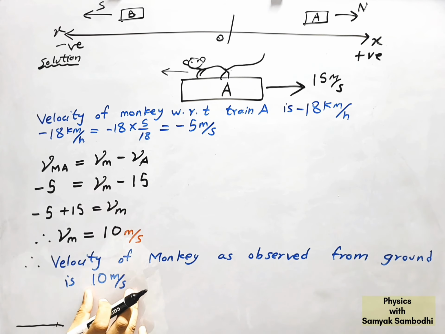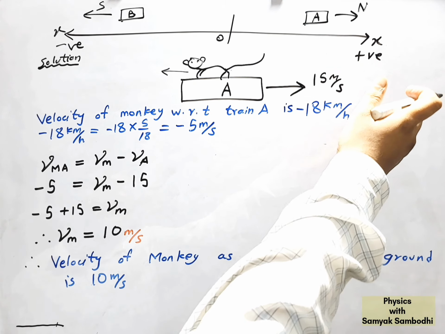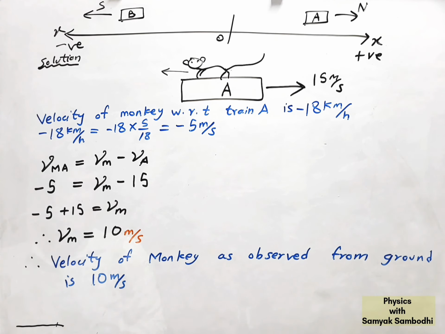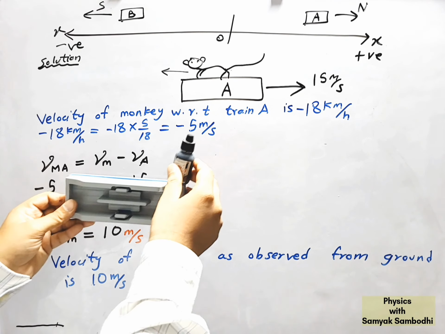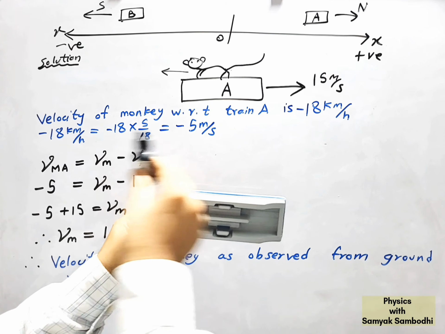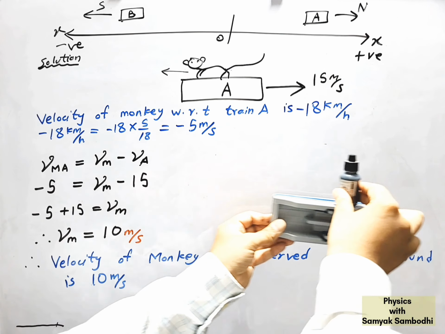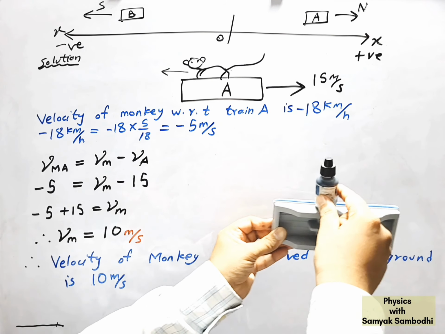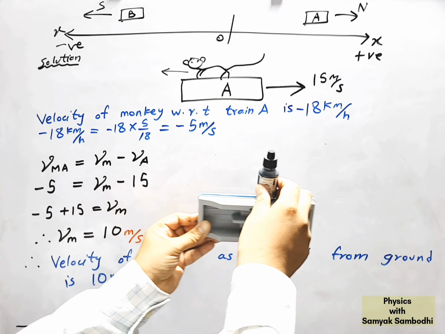From this, we can assume that the monkey observed from the ground appears to be moving along the positive x-axis. But in the question, the monkey is traveling in the opposite direction of the train. So how is this possible? This is possible because the speed of the train is greater than the speed of the monkey. From the ground, it appears like the train is moving in the positive x-axis direction, and the monkey is moving in the opposite direction of the train. But because the speed of the monkey is less than the speed of the train, the monkey appears to be moving in the direction of the train.